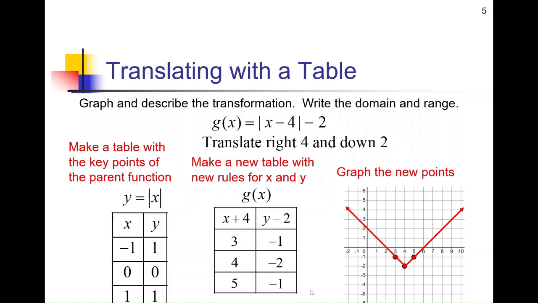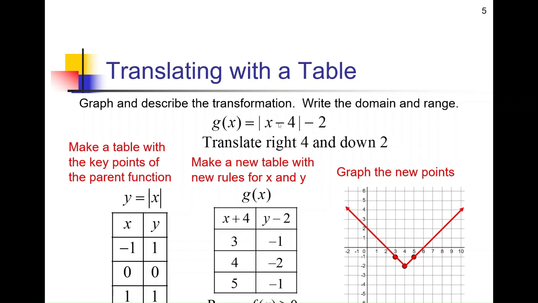Now another way you could do this if you didn't have a graph is you could say, okay, normally the range would be g of x is greater than or equal to 0 because this absolute value has to be at least 0.